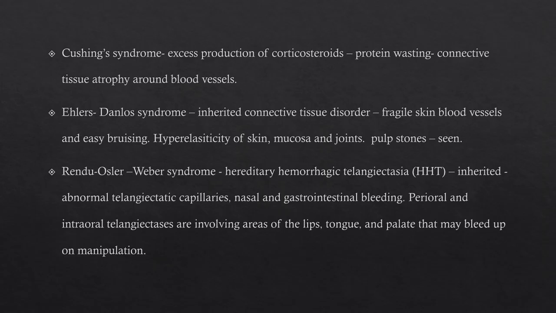The other vessel wall defects include Cushing syndrome, where there is excess production of corticosteroids, which is a wasting disorder, and there is connective tissue atrophy around the blood vessels, which leads to bleeding. Ehlers-Danlos syndrome, which is another inherited connective tissue disorder, shows fragile blood vessels and easy bruising. So it's identified by hyperelasticity of skin, mucosa, and joints, and there are pulse nerves that are seen.